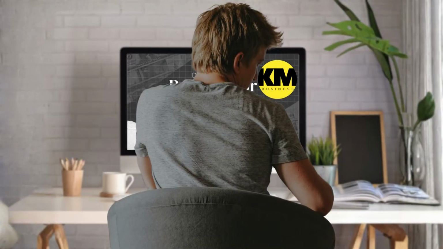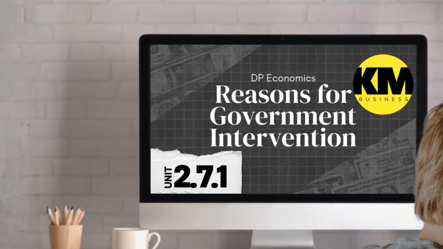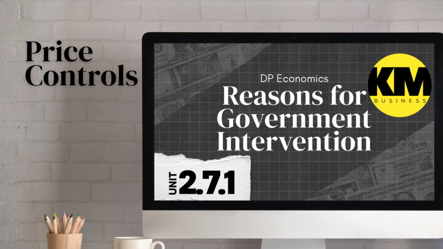In the last lesson, we talked about the reasons why the government might want to intervene at the microeconomic level. Now, we're going to be learning about how they actually do it. The first type of intervention we'll look at is price controls.